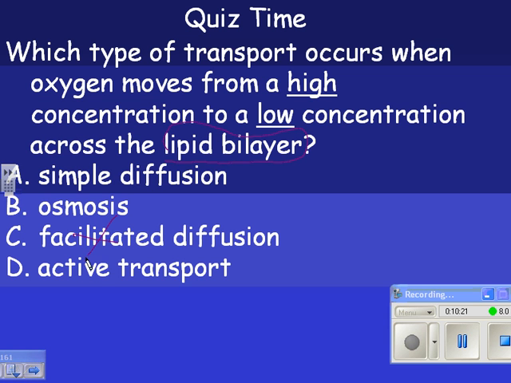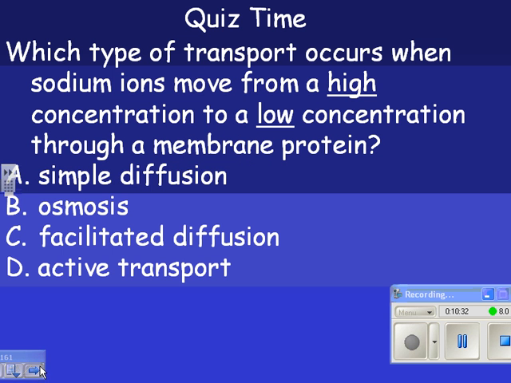So I can get rid of facilitated. And let's see, you're going high to low, so I can get rid of active. And so it's not water that we're talking about, it's oxygen, so that one is simple diffusion. Which type of transport occurs when sodium ions move from a high concentration to a low concentration through a membrane protein? So they're going through a protein right now. Sodium ions are just too charged to go through those adorable little phospholipid molecules.